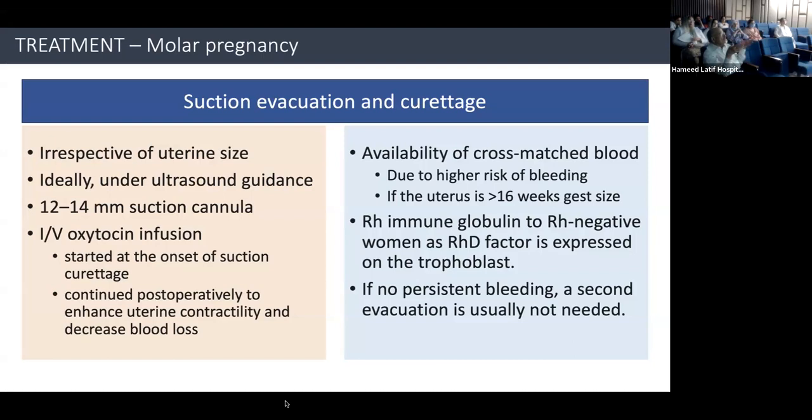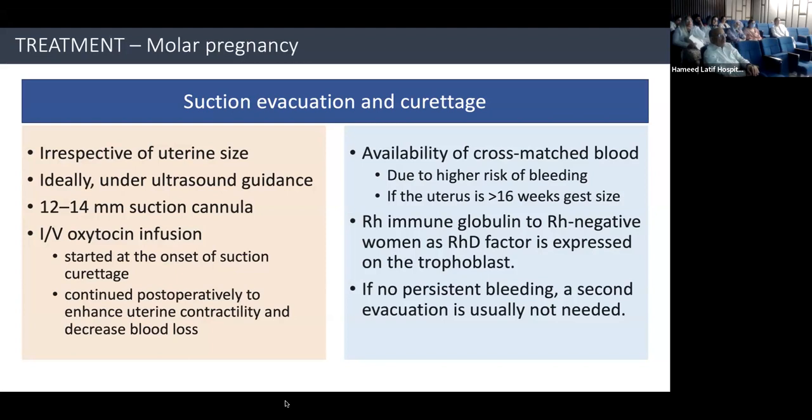So it is important that the uterus contracts to arrest undue bleeding. One of the reasons it is advised is that now it is also being advised that in many cases, it will be a good idea to cover this procedure with a dose of methotrexate, which is chemotherapy. So oxytocin infusion is started at the onset of suction curettage and continued postoperatively to enhance uterine contractility and decrease blood loss. Cross-match blood should be available, and particularly if the uterine size is more than 16 weeks, Rh prophylaxis should be given.